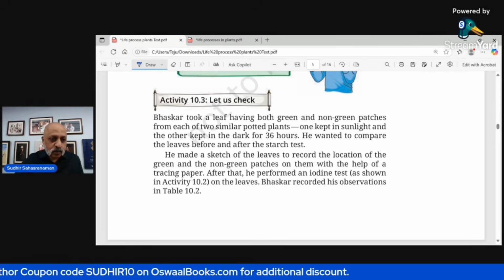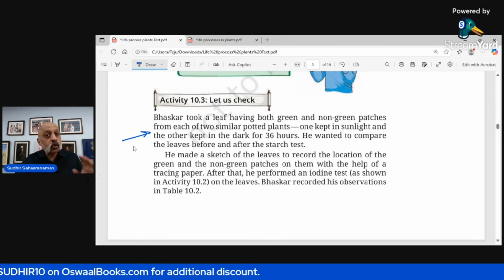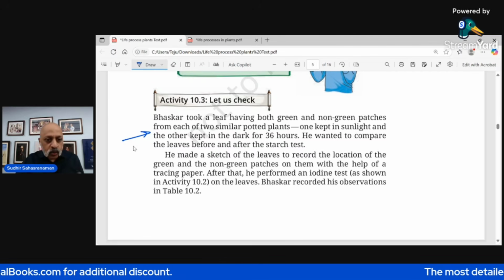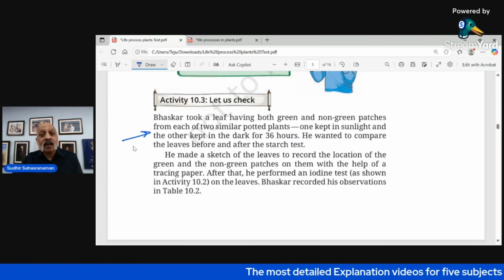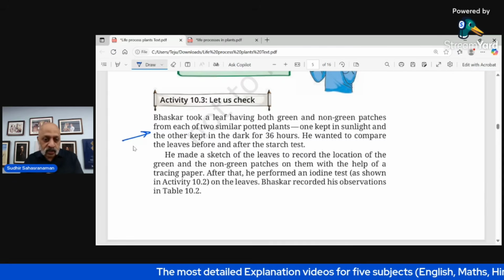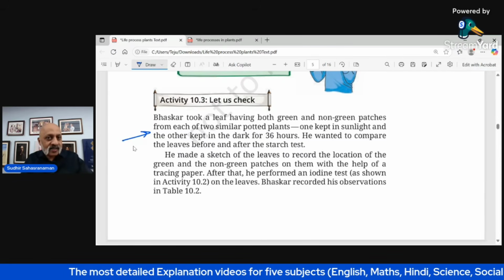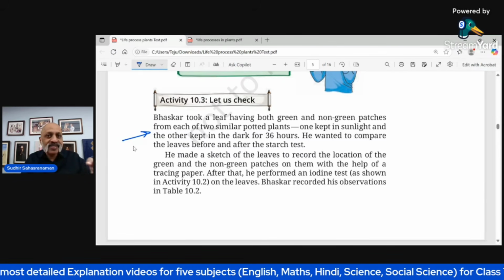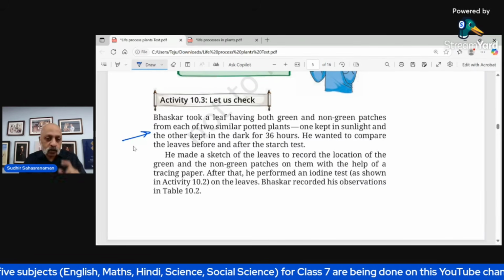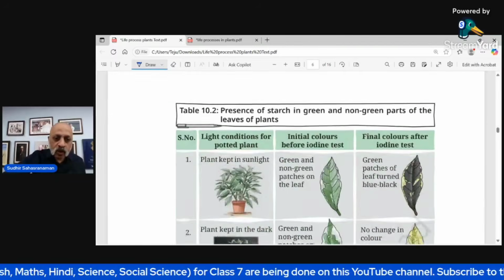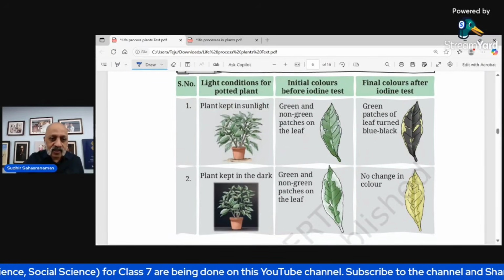This is the experiment that he's doing, and he wants to do the starch test on them. So he made a sketch of the areas which are green and which are not green, so that later on when he does the iodine test, he can actually see which areas have produced starch and which areas have not. So you see this, this is the leaf.